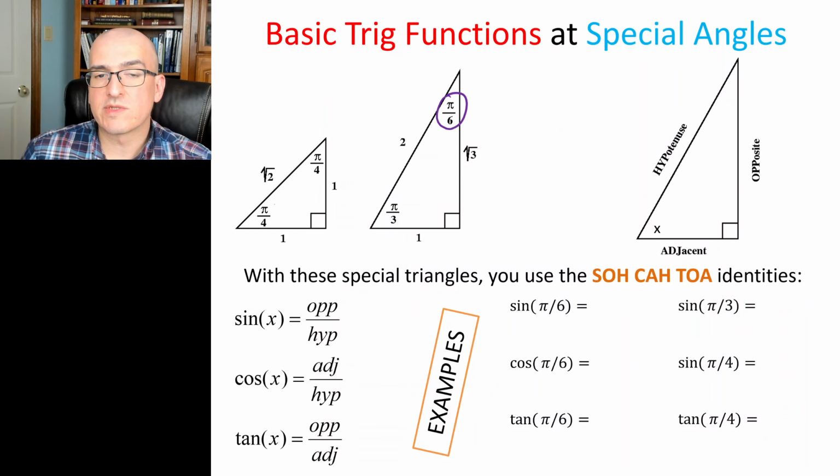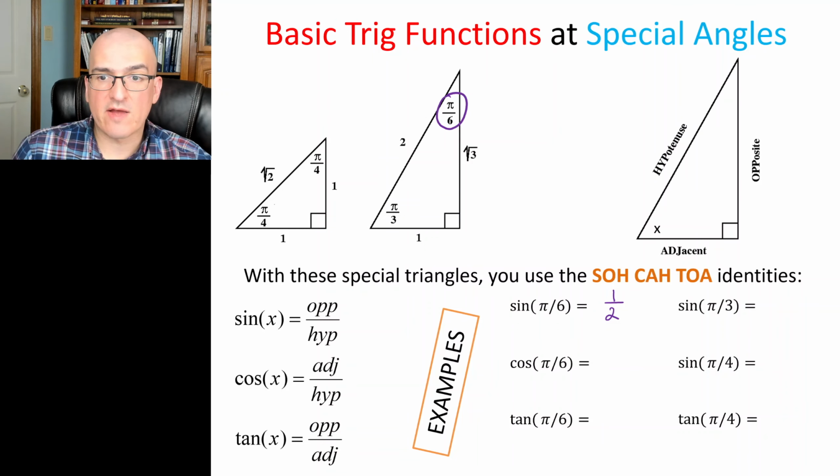We're going to label the opposite and the adjacent with respect to that reference angle. So the 1 becomes the opposite, the root 3 becomes the adjacent. So sine being opposite over hypotenuse, we're going to have the opposite side to pi over 6, which is 1, and the hypotenuse, which is 2, and that's our sine of pi over 6, 1/2.